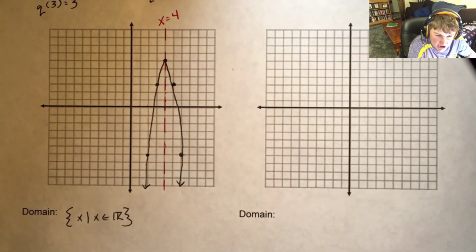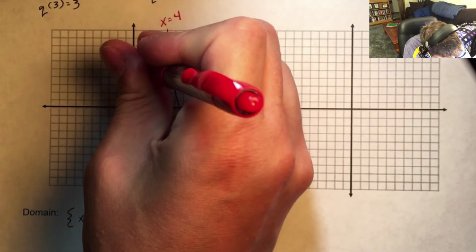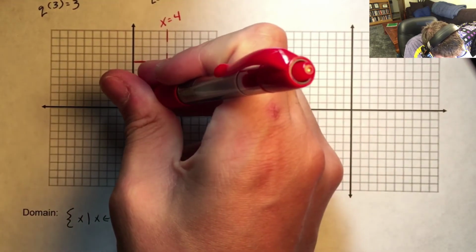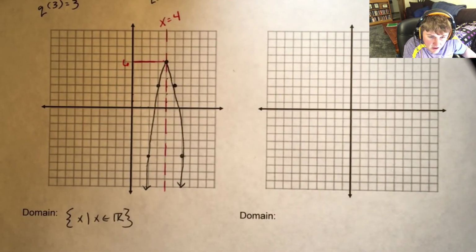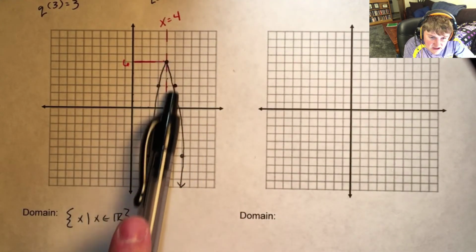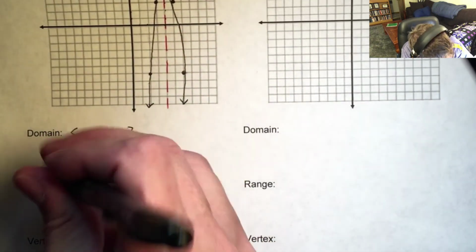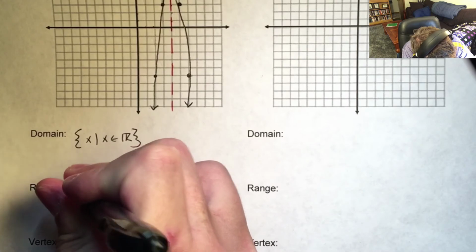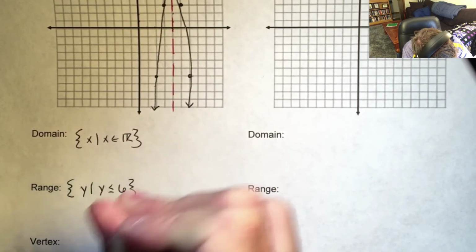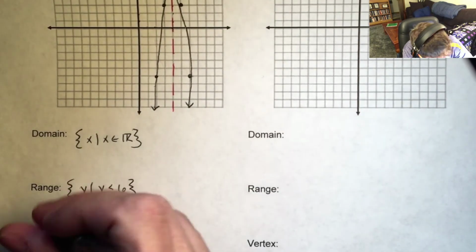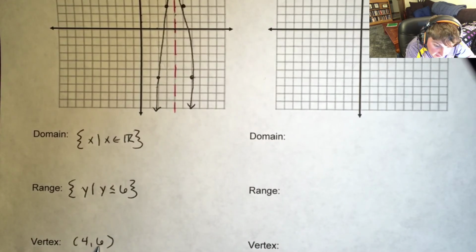Okay, let's do the range. The range, so this one is a maximum value. What's it max out at? Okay, it maxes out at 1, 2, 3, 4, 5, 6. It maxes out at 6. So my y values start at 6, and they're all less than that. They all move down. So that means that my range here is going to be the set of y values such that y is less than or equal to 6. My vertex is the ordered pair 4, 6. H is 4, K is 6.